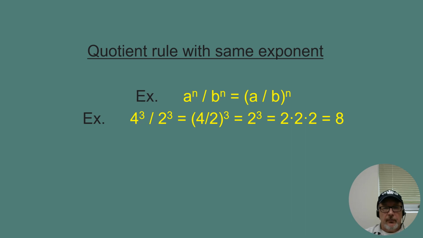If we insert some numbers into those variables in the equation above, we can say that 4 raised to the 3rd power divided by 2 raised to the 3rd power is the equivalent to 4 divided by 2 raised to the 3rd power. 4 divided by 2 equals 2, and 2 raised to the 3rd power equals 8.